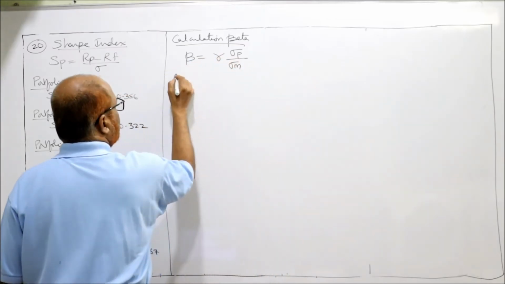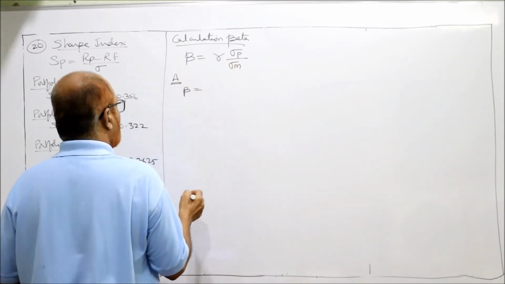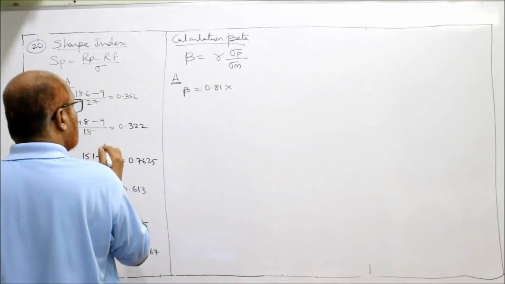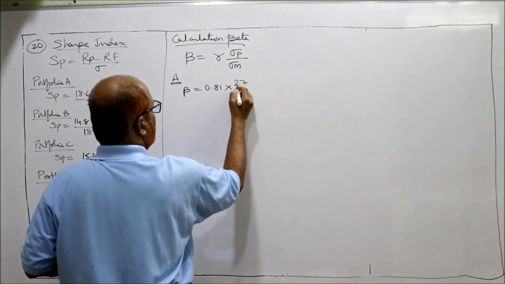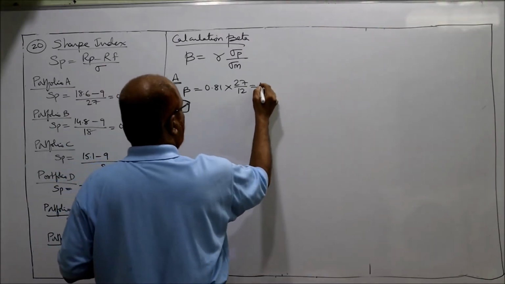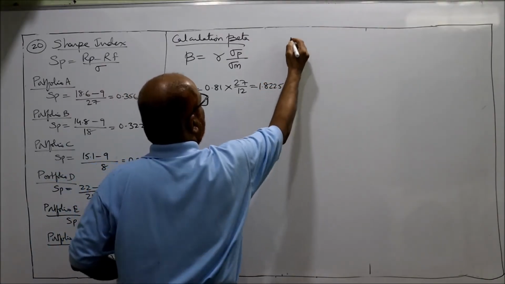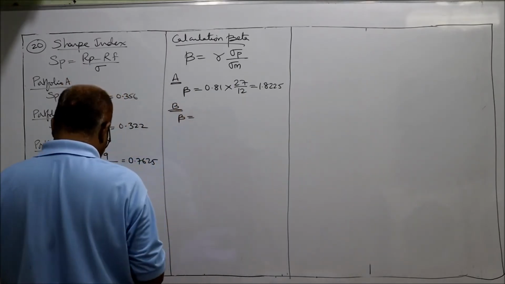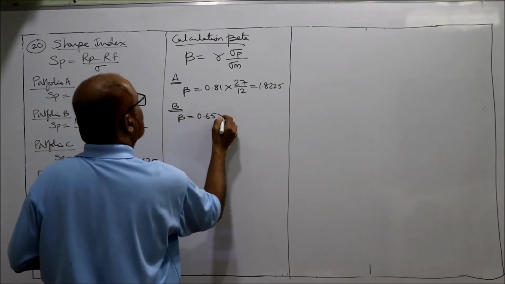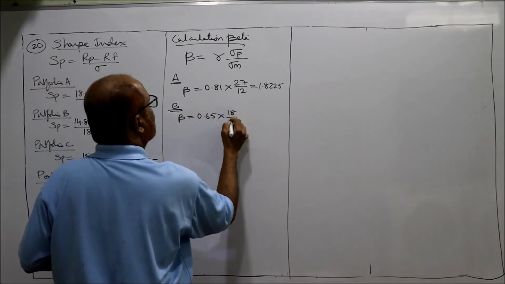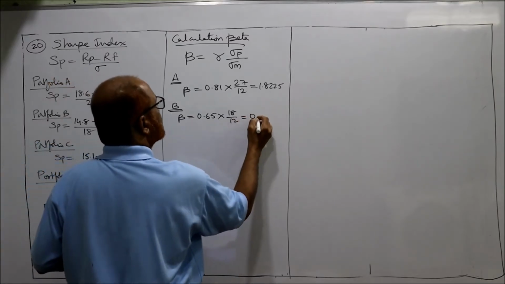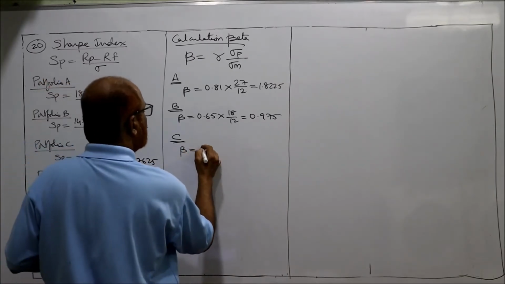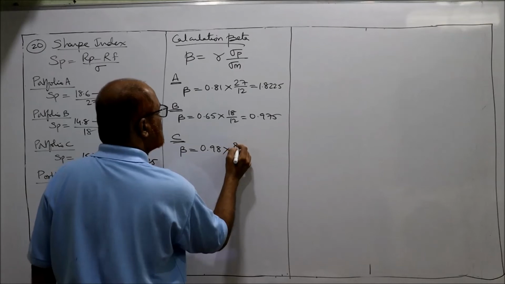So one by one we'll calculate. A, beta is equal to R. What is the correlation? 0.81 into standard deviation of portfolio, 27 by 12. It comes to 1.8225. Then B, beta is equal to 0.65 into 18 by 12, 0.975. C, beta is equal to 0.98 into 8 by 12.